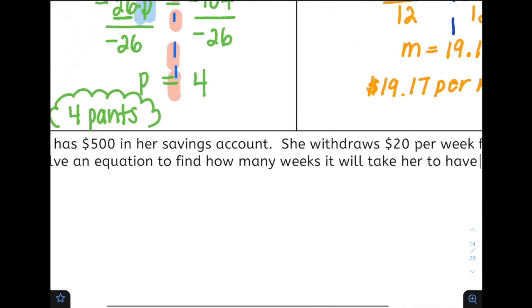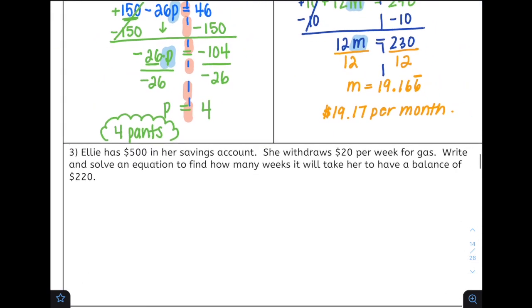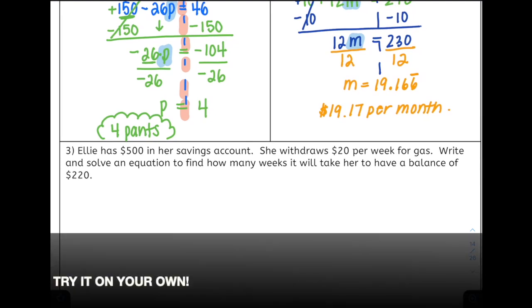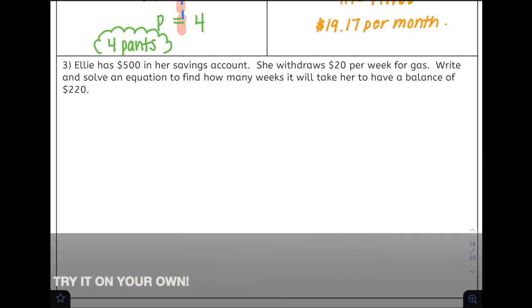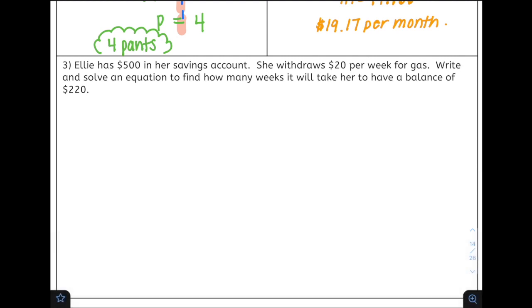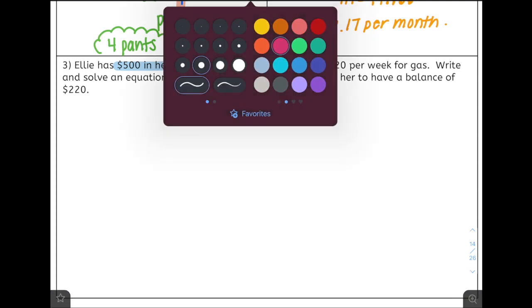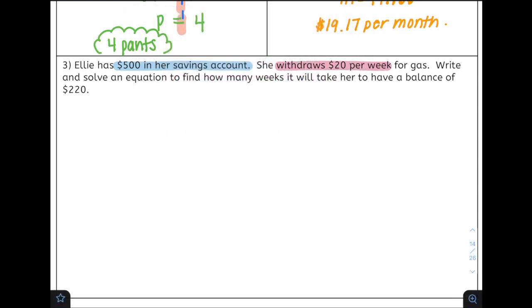Okay, let us try our last one, number 3. So pause the video, try this one on your own, and come back and check your answer, see if you're right. So for number 3, Ellie has $500 in her savings account. If she withdraws $20 per week for gas, you want to make sure you're writing and solving an equation for how many weeks it's going to take her to have a balance of $220.